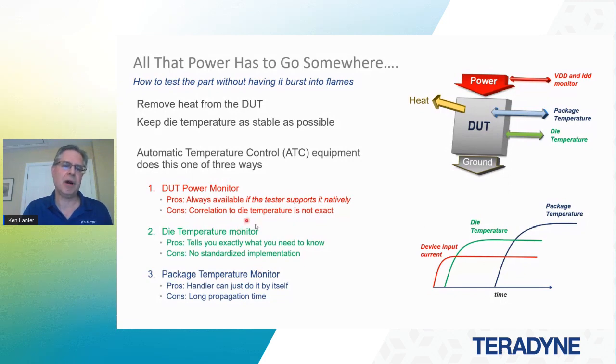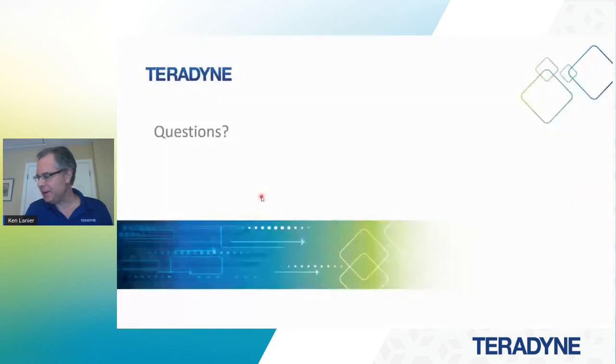We tend to like the DUT power monitor, because our tester happens to support it natively. It's always available. We don't have to worry about the capability of the device, or about specifically which ATC system we're talking to. And as I said, it is a leading indicator. So we tend to have a lot more luck with this DUT power monitor than with the other two. We've done a lot of work on this, and it seems to work pretty well. And that's what I had prepared for today.